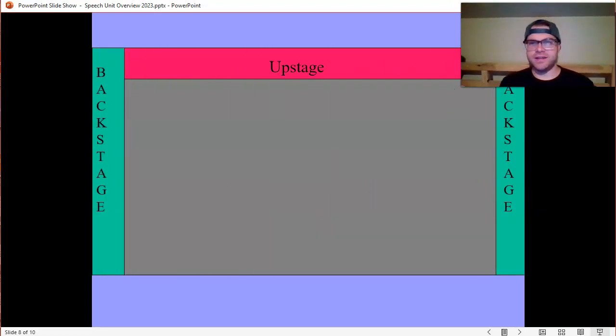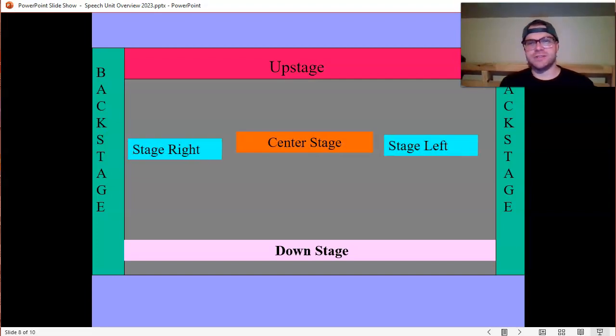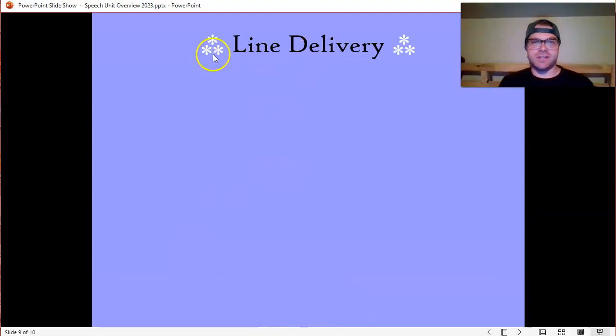Backstage areas, again, are not visible. They're usually covered by walls or curtains. Downstage is close to the audience. Center stage is obvious. Stage left is the actor's left. Stage right is the actor's right. And there's the audience.